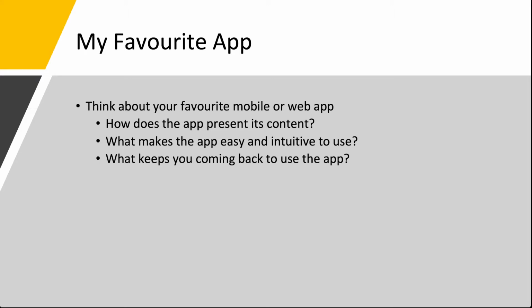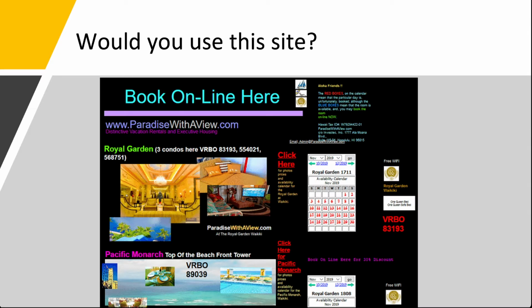Okay, we jump straight into the UI part. Let's look at the next slide now. Right, just a quick question: would you use this site? If you look at the address of the site, it seems very clear. Paradisewithaview.com is a very nice address. But then we look at the layout, and things are very cluttered. For example, different font colors. If you count the number of font colors, you have one blue, purple, pink, green, white, yellow, and so on and so forth.